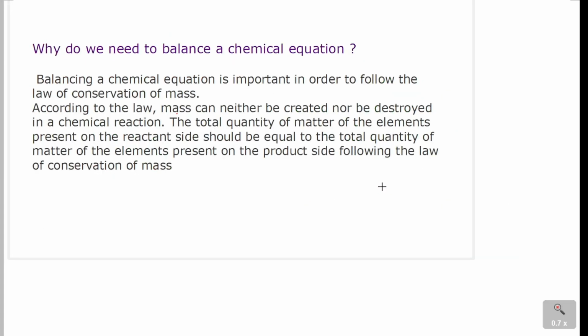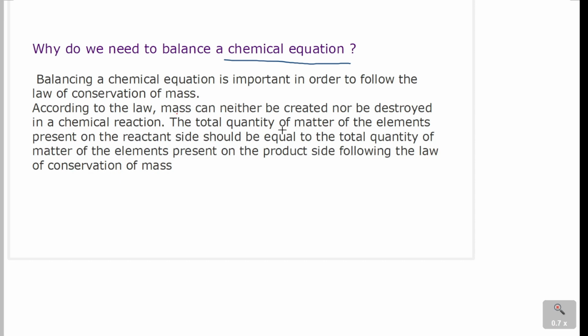Yes, see here, this is a very important question. Many a time it is asked, why do we need to balance a chemical equation? Balancing a chemical equation is important in order to follow the law of conservation of mass. According to the law, mass can neither be created nor be destroyed in a chemical reaction.